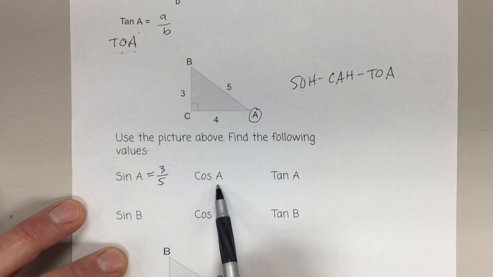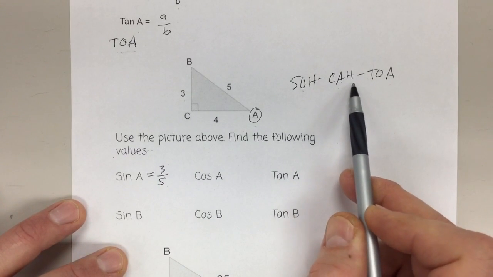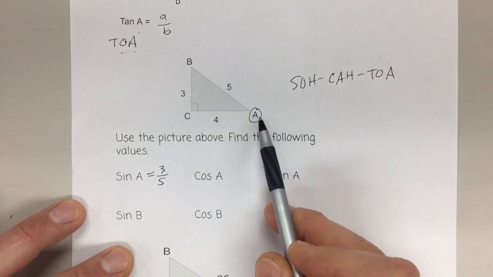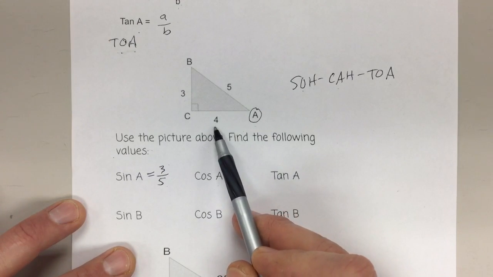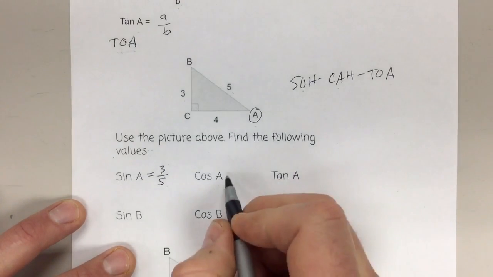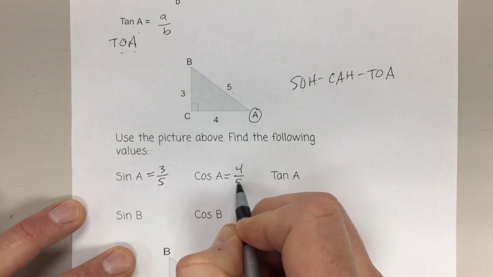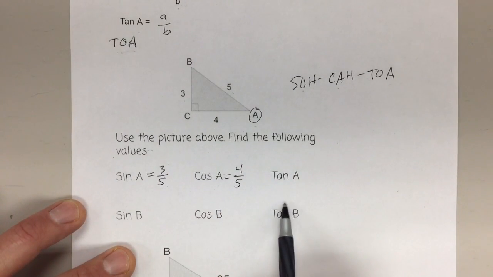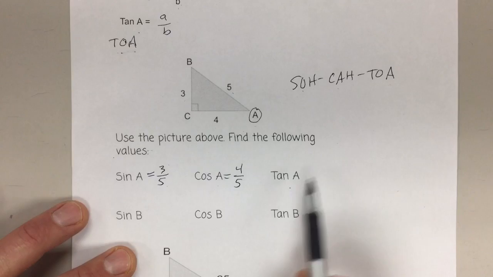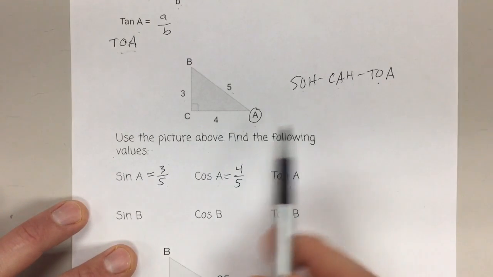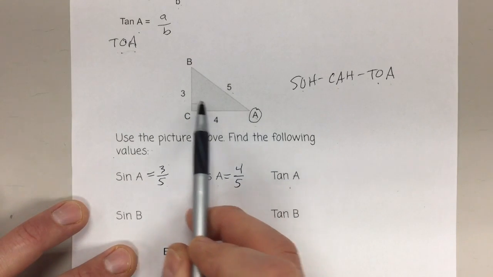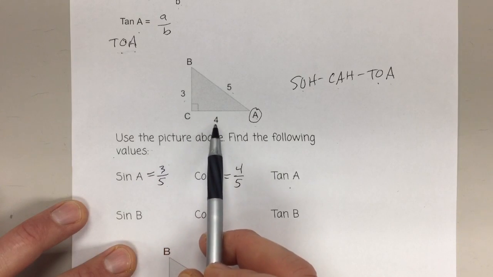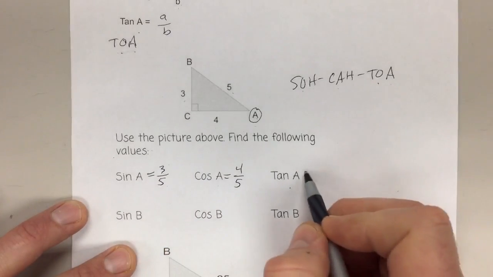Cosine of A is adjacent over hypotenuse. So from A, the adjacent side is 4, and of course the hypotenuse is always 5 in this case. For tangent of A, that is opposite over adjacent. The opposite side of A is 3, and the adjacent, or next to, side is 4.